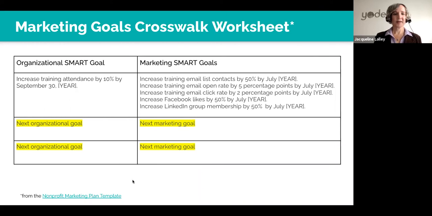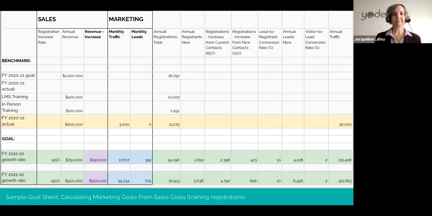And this is from the nonprofit marketing plan template that YodlePop provides for free. You can go on our website and download it anytime. I include this spreadsheet because even though it has a lot of numbers on it, I'm not going to talk about all the numbers on this spreadsheet. It's an example of how the process that we help organizations use to bring together sales and marketing does a little bit of sales and marketing alignment.